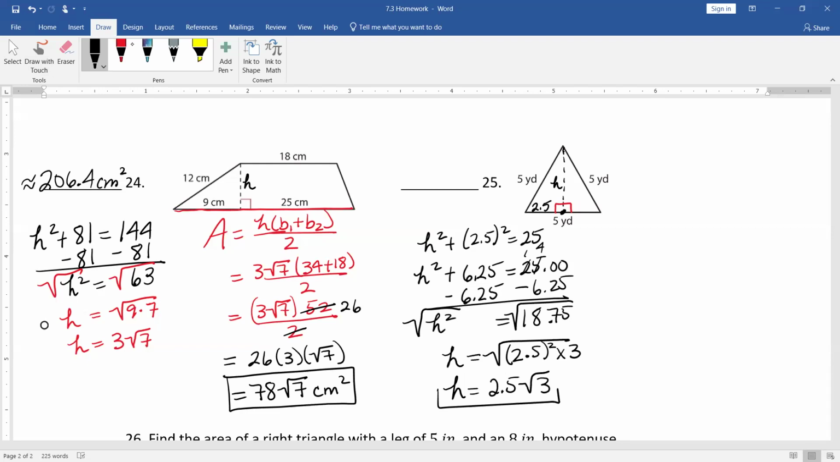Decimals and square roots all around. But we can go ahead and plug that in and see if anything simplifies. The area of a triangle is the base times the height divided by 2. I remember you've got to use the base of the whole triangle, since we're finding the area of the whole triangle now. So we don't need the 2.5 anymore. It's 5 yards. So this is 5 times 2.5 square root of 3 divided by 2.